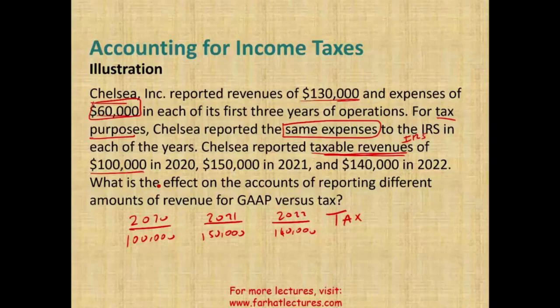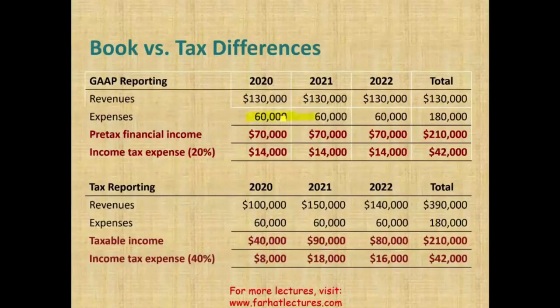Okay? What is the effect on the account of reporting different amounts of revenue for GAAP versus taxes? So let's take a look at how they reported it for GAAP as well, so we can compare the information side by side. Now remember, expenses will be the same. If you're wondering why expenses are the same for both, it's because expenses are the same as far as GAAP and as far as IRS. So we don't have to worry about the expenses. We have to focus on the revenue.